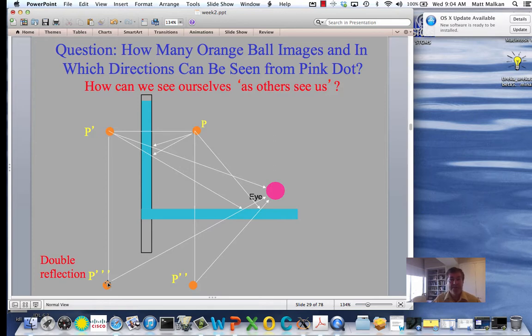That's going further than what we had in the previous slide. Now, this first reflection reversed the handedness. So if this was like a right-handed light bulb, suppose it had a right hand drawn on it, when it bounces off here, it's left-handed. Then it bounces again, and left gets reversed again to right-handed. So these images are reversed. The handedness is wrong. It's not the same handedness as the actual object.